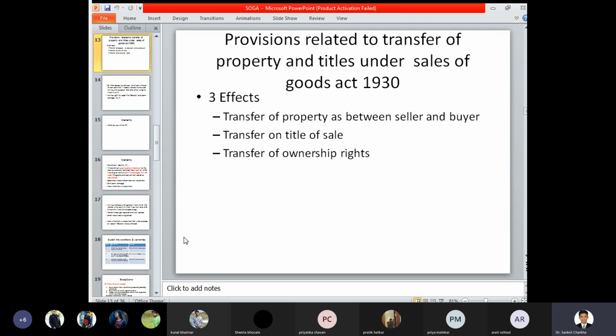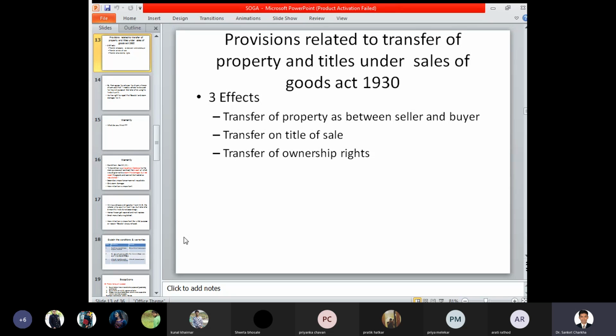Transfer of title also. Now, first, transfer of property means you are actually delivering the goods and services from seller to the buyer. Then transfer of title on goods, transfer of title on sale. What do we mean by transfer of title on sale? That is the bill that is generated or the document that has been created.